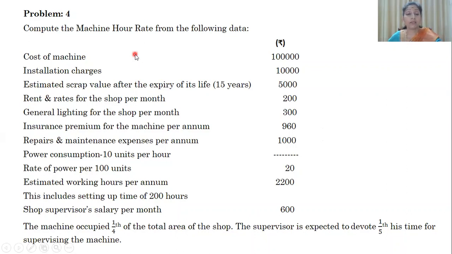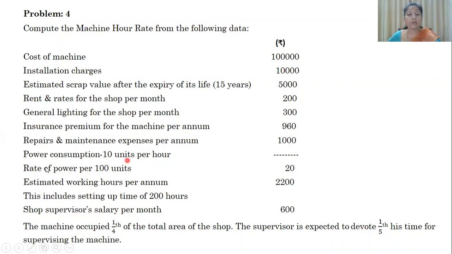Next problem. I'll read the problem. Compute the machine hour rate from the following data. Cost of machine 1 lakh. Installation charges 10,000. Estimated scrap value after the expiry of its life of 15 years, 5,000. Rent and rates for the shop per month 200. General lighting for the shop per month 300. Insurance premium for the machine per annum 960. Repair and maintenance expenses per annum 1,000. Power consumption 10 units per hour.